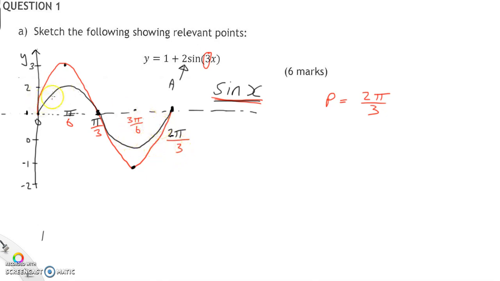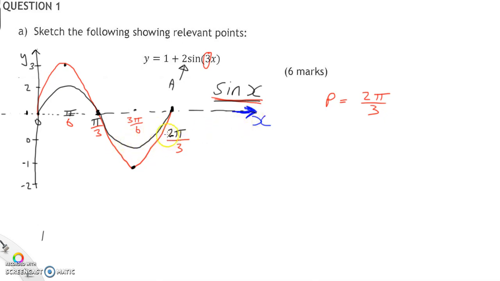Now we could just rub out that original black line which represents sine x. So you just have to work through this yourself. This is x here, or x-axis, radians, angle, whatever, it's angle anyway.